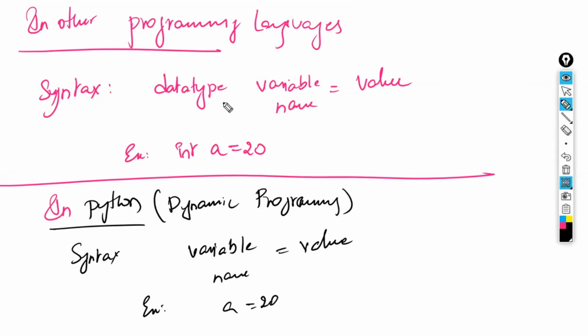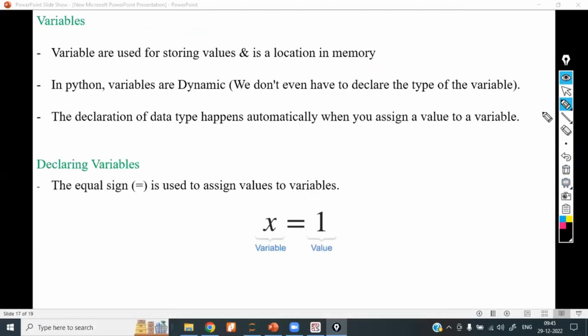If you have to write the data type at the starting itself, those languages are called static languages. Whichever language doesn't require the data type at the start is called a dynamic language. Example is Python; examples of static are Java or C. Whenever you write this, the declaration of data type happens automatically. What different data types Python has is secondary. Now, how can we declare variables? Just by using the equal to symbol.